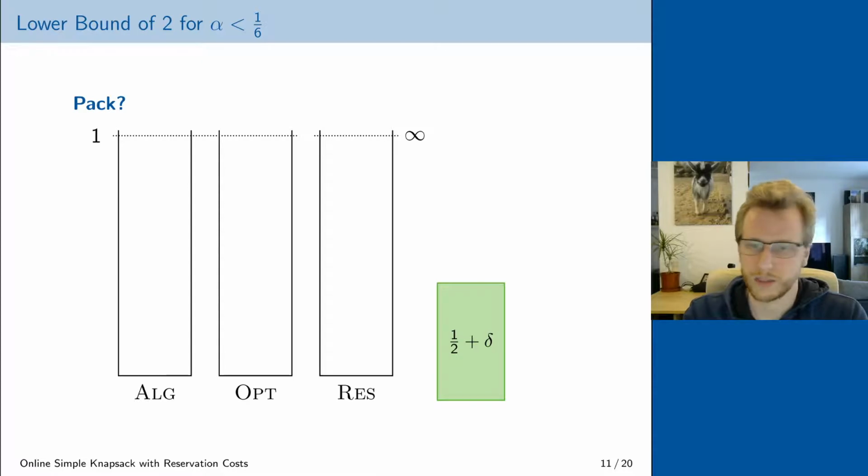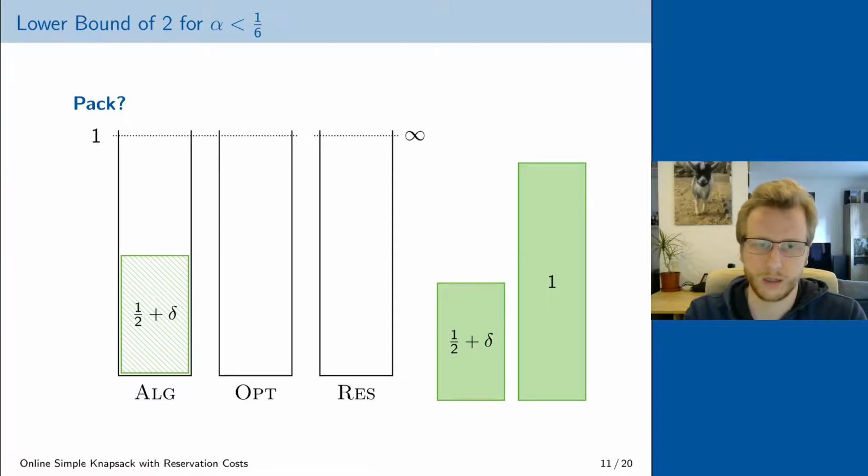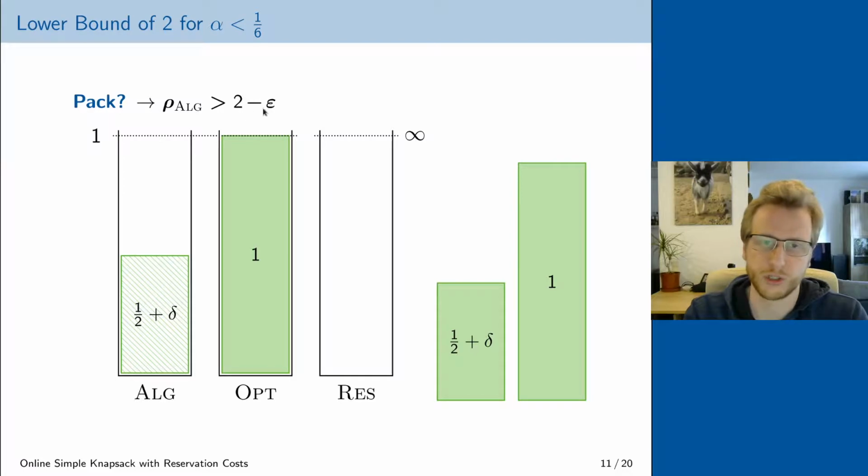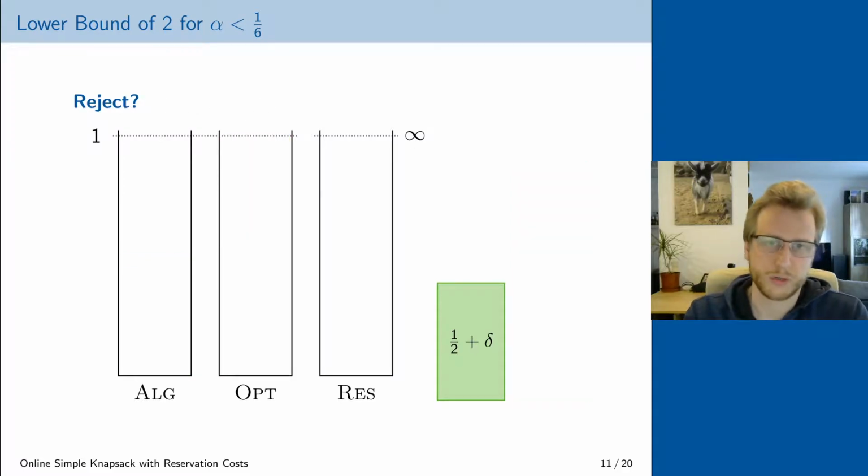So let's assume that an algorithm would pack this item. All right, so now it's in the knapsack. So the next item would be an item of size 1. And well, the optimal offline algorithm would just put this item into its knapsack, the instance ends. And now we have a competitive ratio of 1 divided by (1/2 plus delta), which converges to 2. The second option, of course, is to reject the item. But as we have already seen before with the small epsilon that was rejected, this just means that the instance ends, OPT can pick this item into its knapsack. We have nothing as the online algorithm, and our bound is unbounded, and it's definitely bigger than 2.